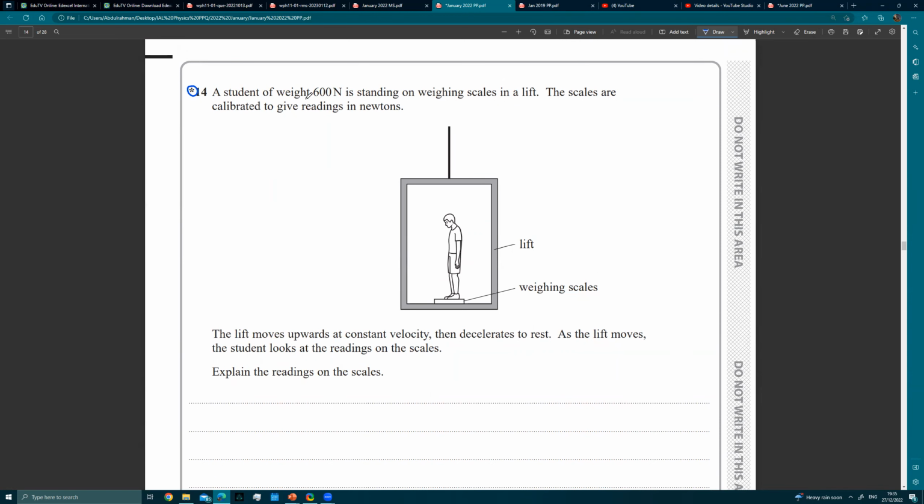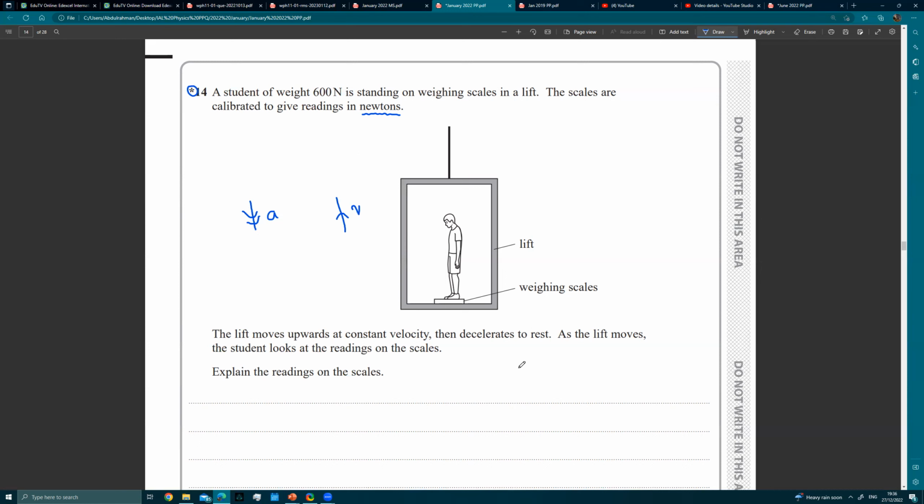So he weighs 600 newtons. He stands on the lift, and the lift gives the reading in newtons, i.e. it gives the force. It gives his weight. The lift moves upwards at constant velocity. Initially it's moving up, the velocity is up, and it is decelerating to rest. So although the velocity is up, it's accelerating downwards until the velocity is 0.